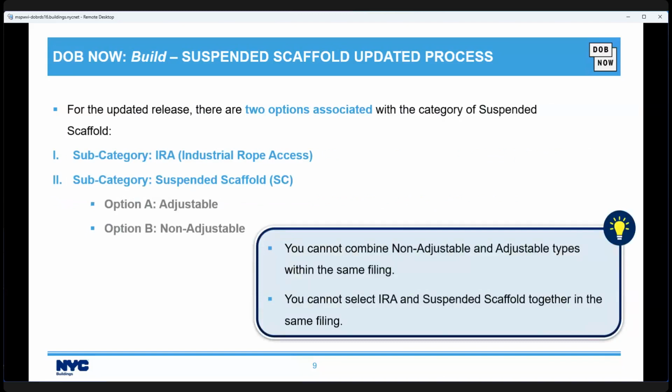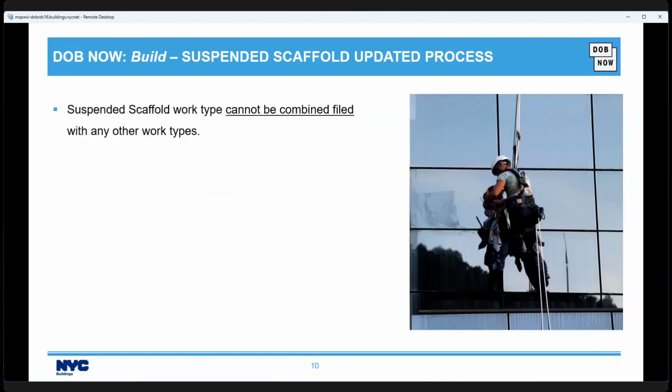For the updated release, there are two options associated with the category suspended scaffold. The first is industrial rope access, and the second subcategory is suspended scaffold. Under suspended scaffold, there are two options, adjustable or non-adjustable. And it is really important to know, you cannot combine non-adjustable and adjustable types within the same filing. Similarly, you cannot select IRA and suspended scaffold together in the same filing. These need separate filings. Suspended scaffold work type cannot be combined filed with any other work type.